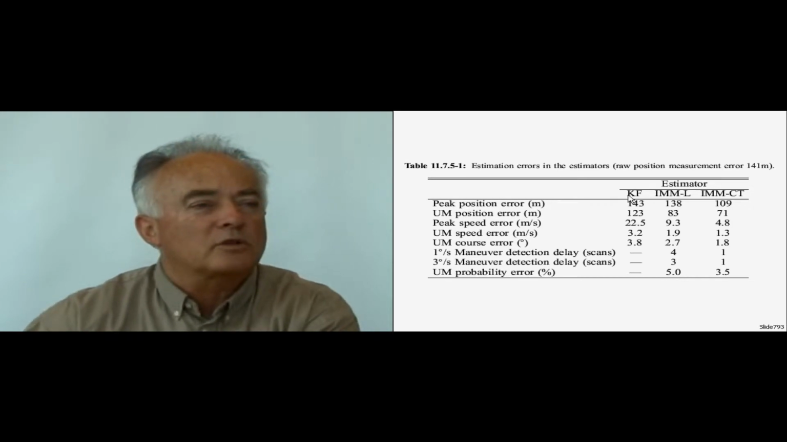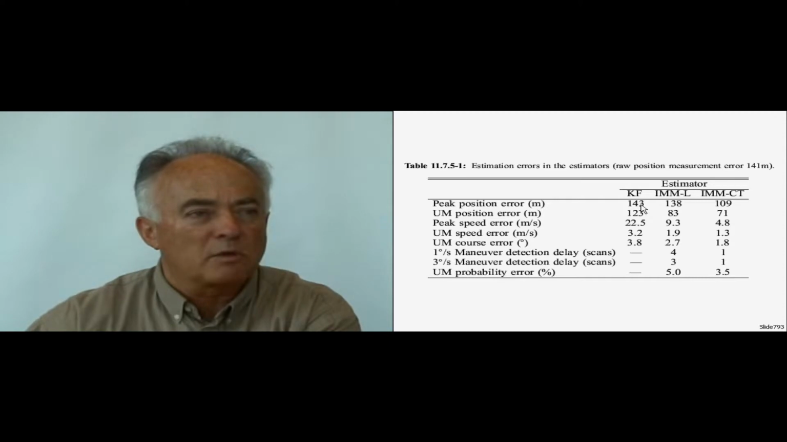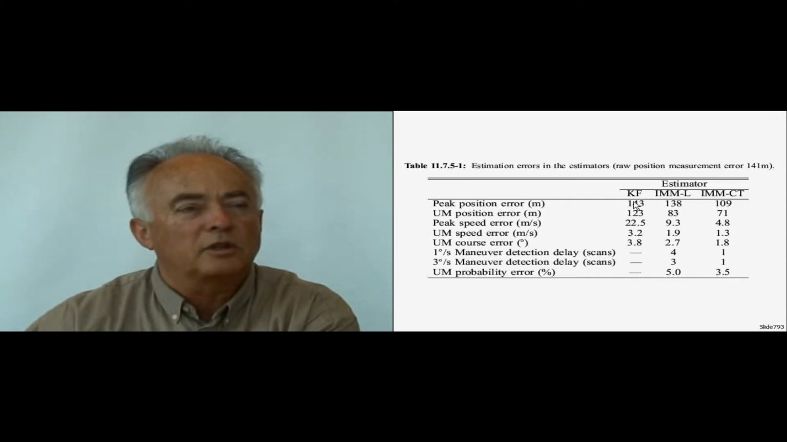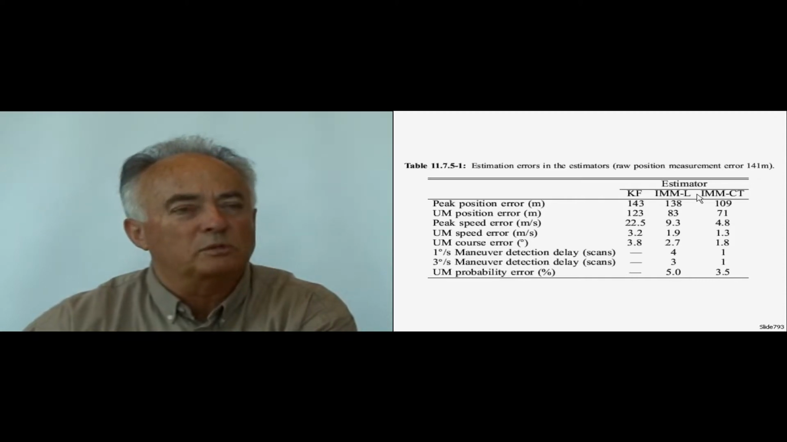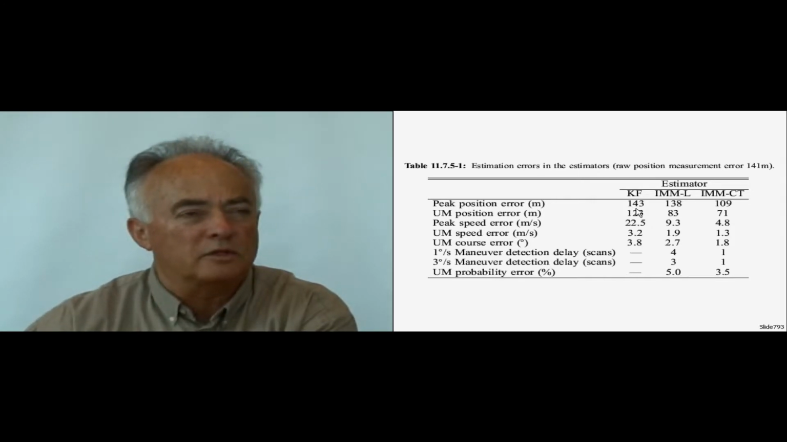So, as you can see, the Kalman filter is showing a position error peak about the same level, 143. 141 is 100 times square root of 2, the RMS error with each coordinate having 100 meter error before filtering. These are the raw observations. IMM-R is a little bit below that in peak error, but IMM-CT is substantially below it.